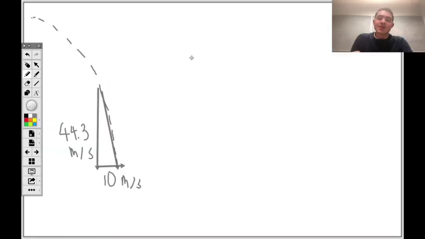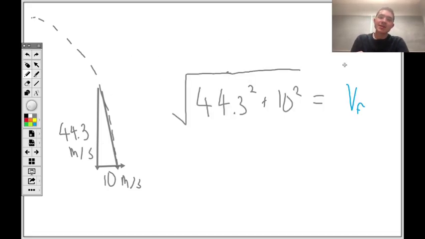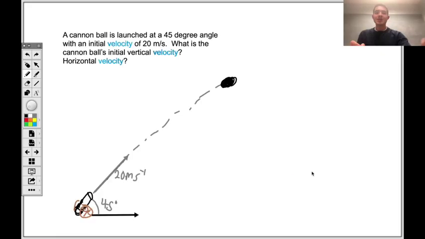To build on the previous example, let's find the actual velocity of the rock as it hits the ground. Since we already solved for the two components of velocity, all we have to do is use Pythagoras to solve for the actual velocity. So this will give us a velocity of 45.4 meters per second.